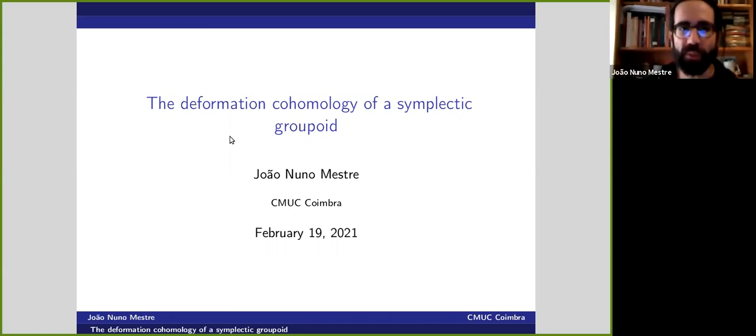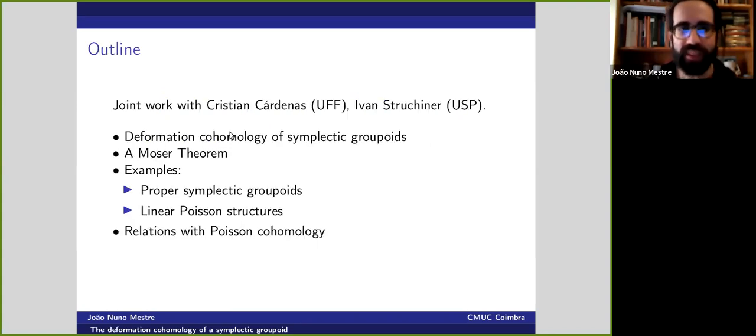Okay, so I will talk today about the deformation cohomology of a symplectic groupoid. This is work together with Christian Cardenas, who is now at the Universidade Federal Fluminense, and Ivan Struchiner at the University of São Paulo.